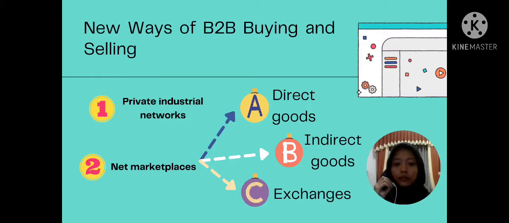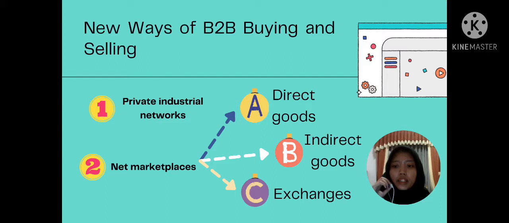And then there are new ways of B2B buying and selling. First is private industrial networks. These private industrial networks typically consist of a large firm using a secure website to link to its suppliers and other key business partners. Another term for a private industrial network is a private exchange.